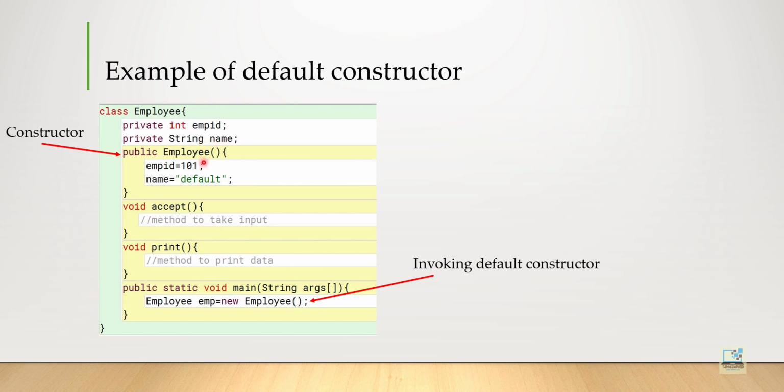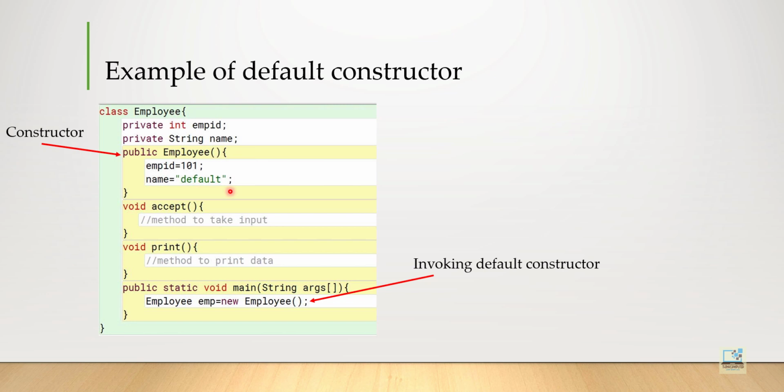So in this kind of constructor, actually the values are predefined. Means when the programmer is writing the program, at that time only the programmer will specify the values. Like here the programmer has specified 101 and default. So that will be used whenever the object is created.